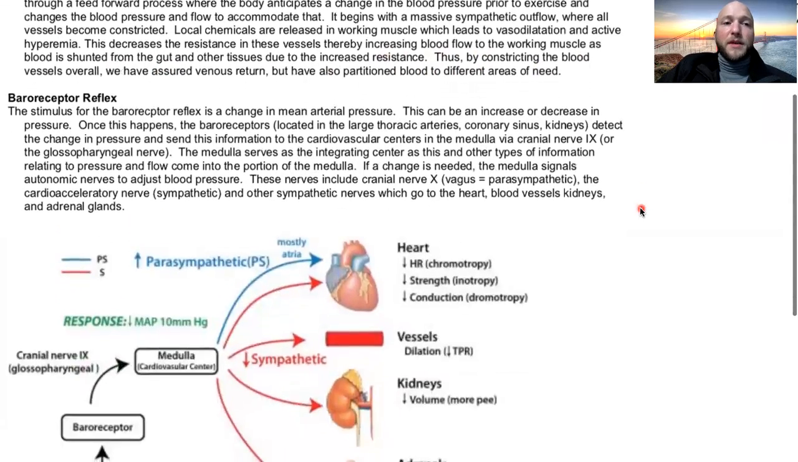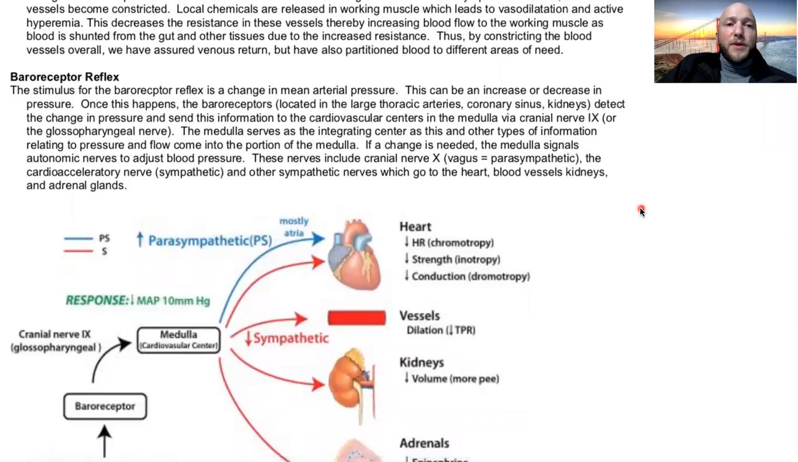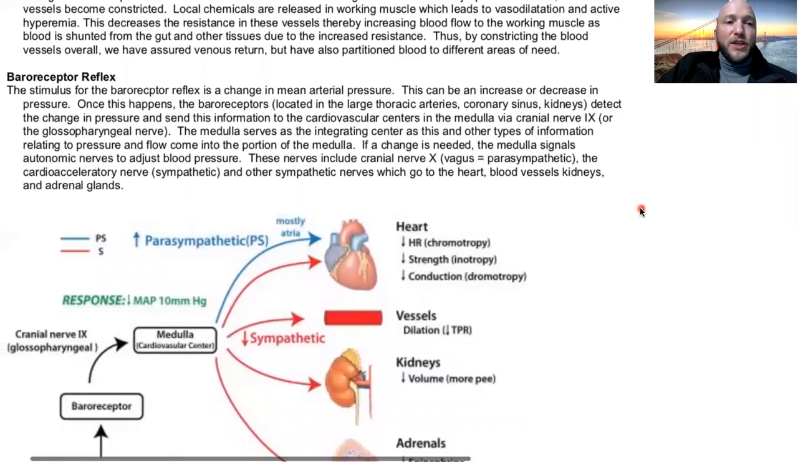Baroreceptor reflex. The stimulus for the baroreceptor reflex is a change in mean arterial blood pressure. This can be an increase or decrease in pressure. Once this happens, the baroreceptors, located in the large thoracic arteries, coronary sinus, and kidneys, detect the change in pressure and send this information to the cardiovascular centers of the medulla via cranial nerve 9, the glossopharyngeal.